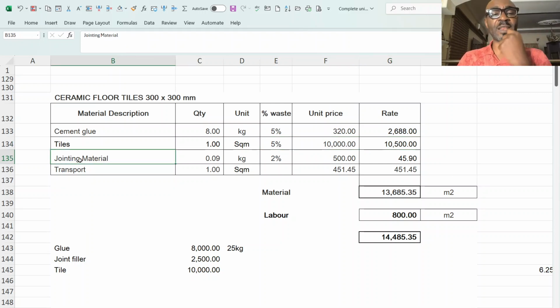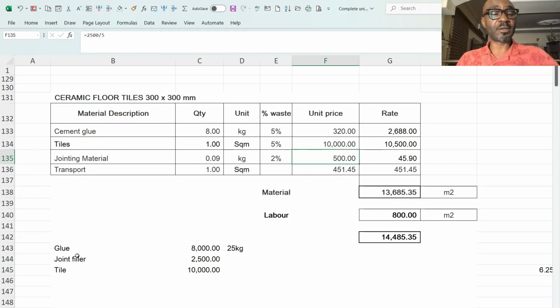Then of course the joint filler. Joint filler also comes in a bag, and it tells you if you're using a 3mm spacer or a 5mm spacer. Depending on the kind of spacer you are using, the manufacturer will tell you what the coverage will be. So in this case, we are using 0.09 kg, and you're going to have a 2% waste.